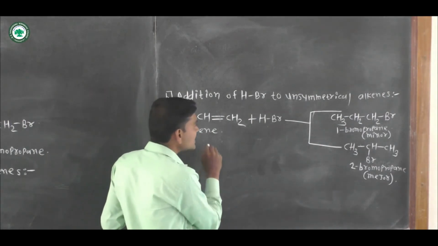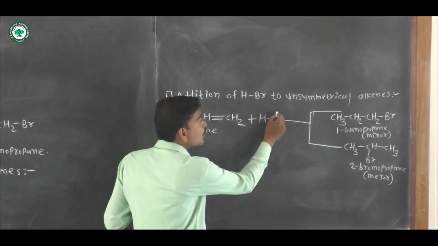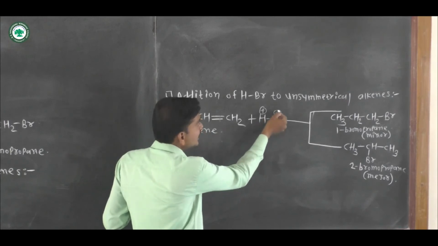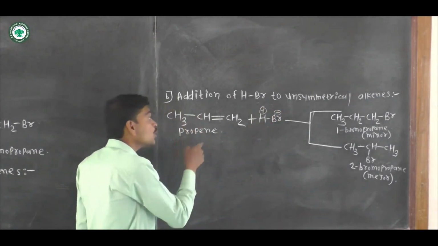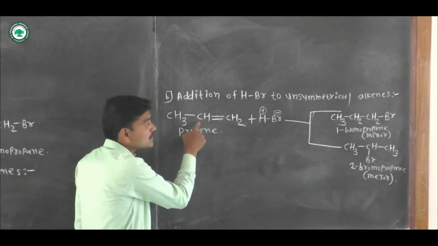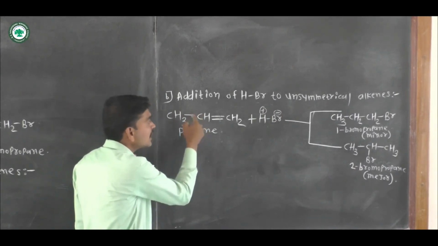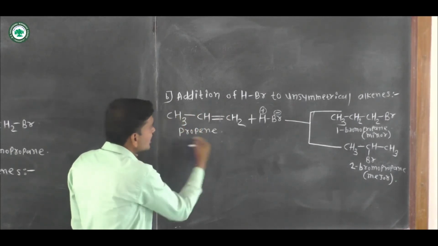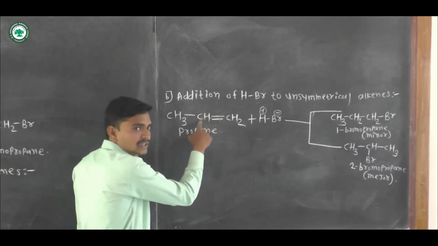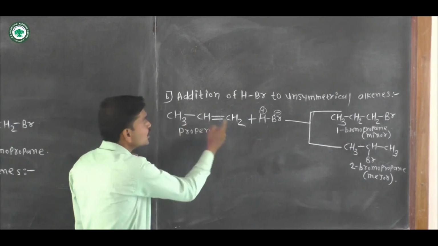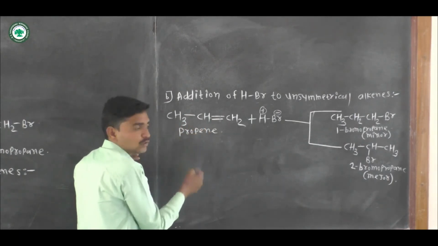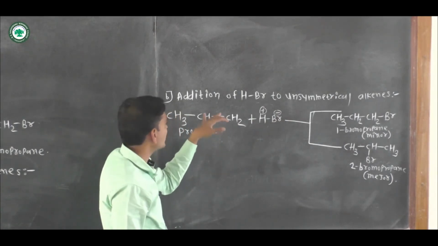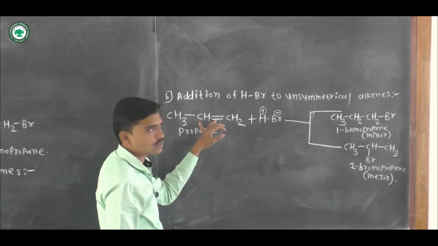The negative part of the reagent, Br minus, with H plus, gets attached to that carbon which has less number of hydrogen atoms. This carbon carries only one hydrogen, so this is the carbon which carries fewer hydrogens as compared to the other two carbons. So the negative part of the reagent gets attached to that carbon which has fewer hydrogen atoms.